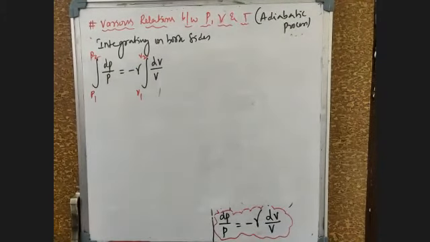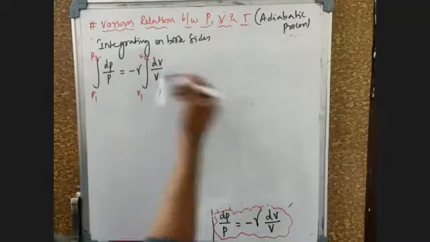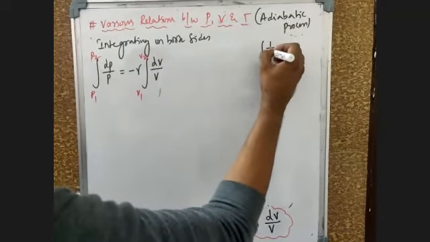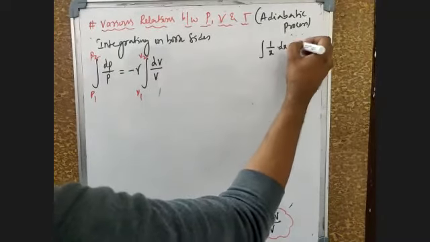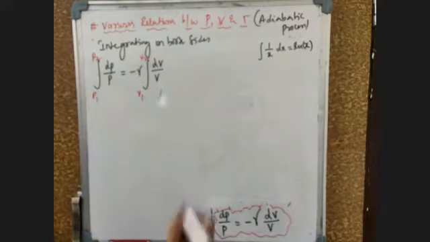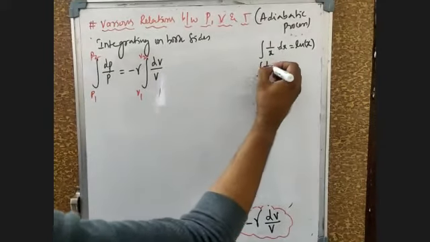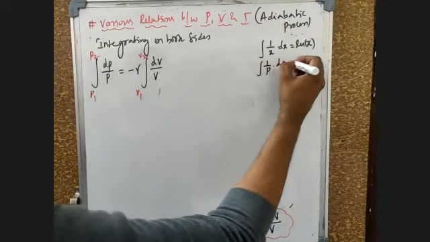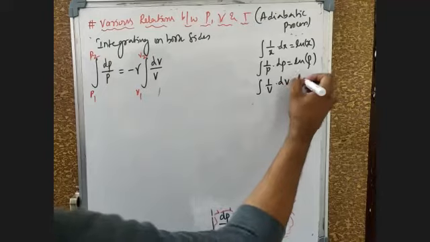Now, can you tell me what is the integral of 1 by x into dx? Integral of 1 by x dx is equal to ln x. In the same way, integral of 1 by P into dP will become ln P, and integral of 1 by V into dV will become ln V.